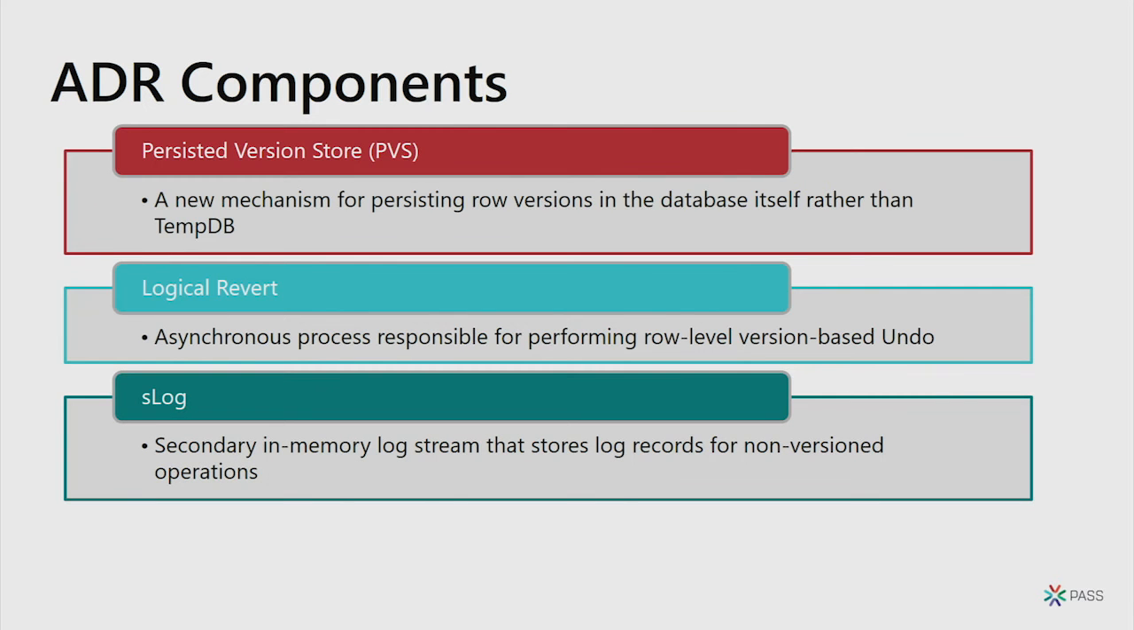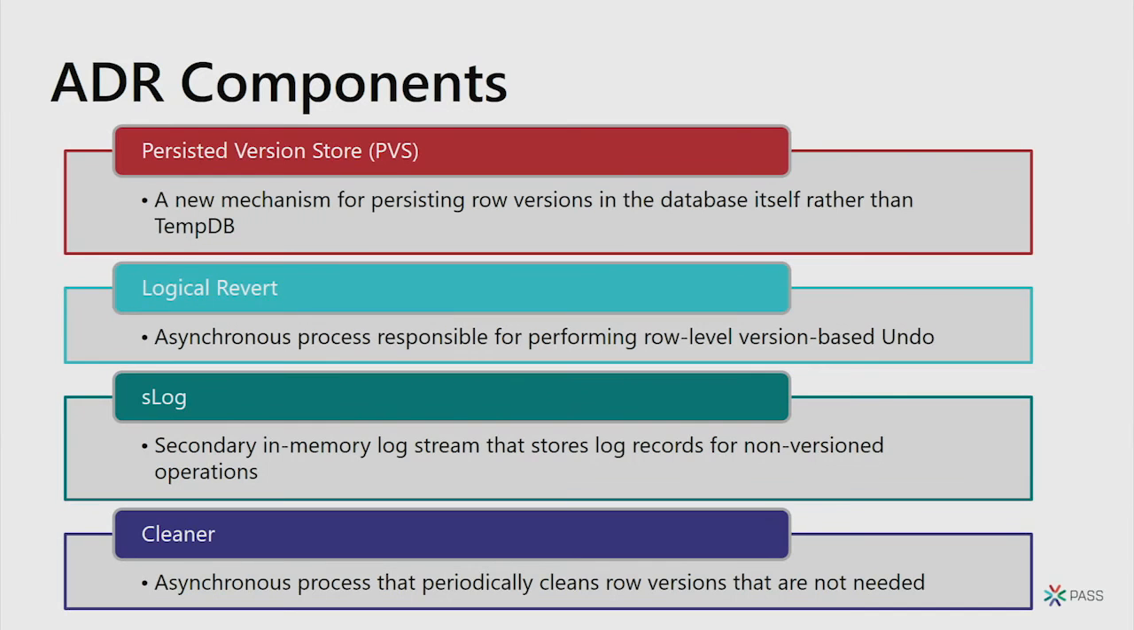SLog, secondary in-memory log stream. So what the SLog is used for is for changes that need to be logged that do not fit into row versioning. So system-type transactions, things that we normally write into the transaction log, but they're not necessarily a row version. Okay, so that's the SLog. And then the last is a cleaner.